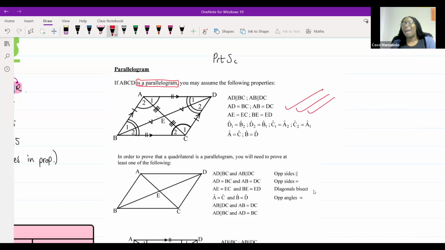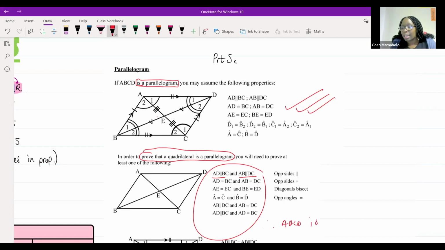But if a question that we're working on says, prove that a quadrilateral is a parallelogram, we can't then use these things. We need to prove one of these things. We need to either prove that AD is parallel to BC, or that AB is parallel to DC, or we need to prove that AD is equal to BC or AB is equal to DC. We need to prove one of these things in order to say, therefore, ABCD is a parallelogram.